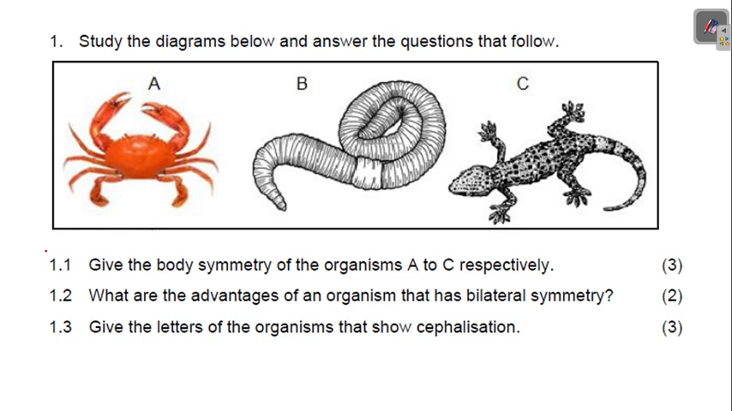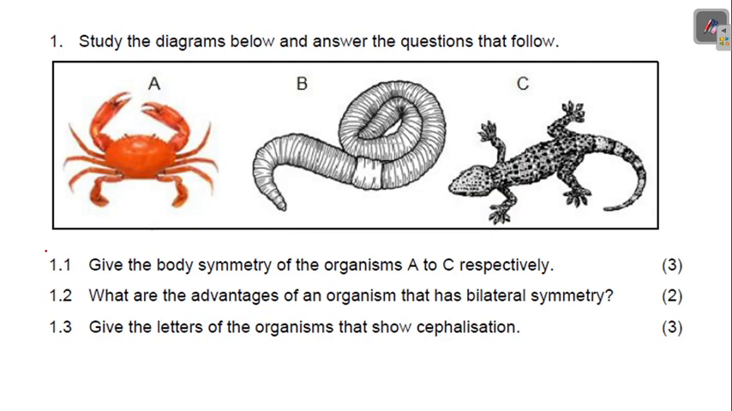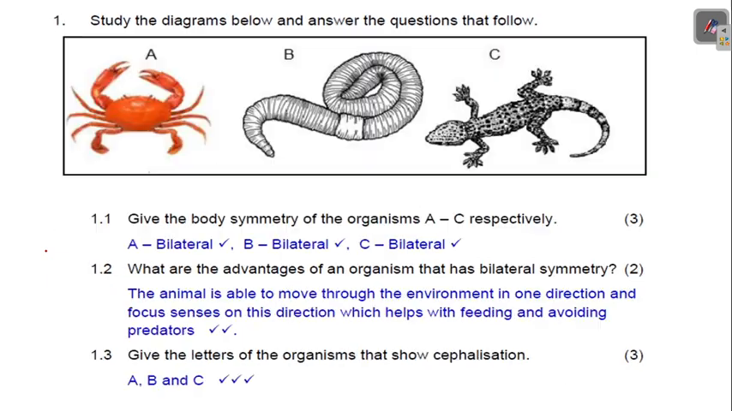Right, welcome back. Let's look at the corrections. Now we are given organisms A, B, and C. Number 1, give the body symmetry. If I cut the crab from this side to this side, I will not get symmetry. But if I cut it from this plane, I get two identical halves. So if I can cut it only from one plane, that means it is bilaterally symmetrical.